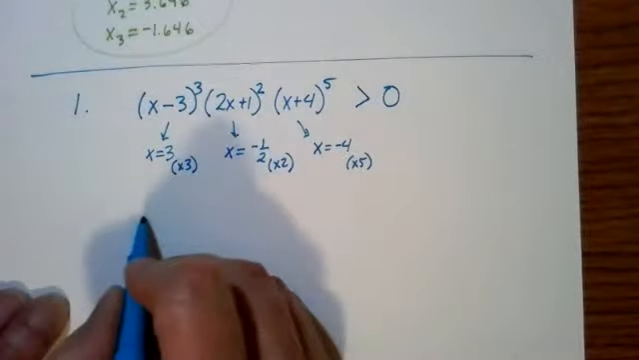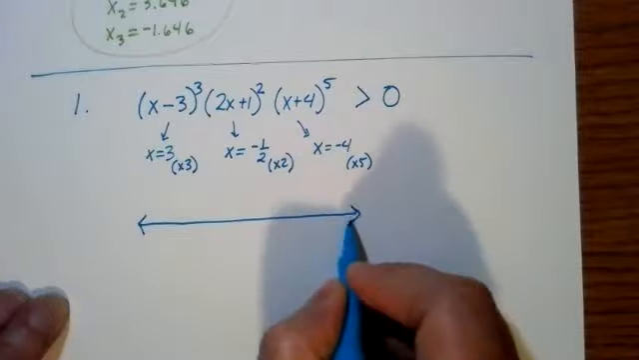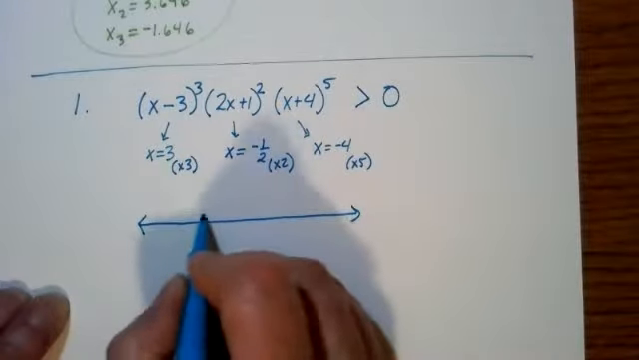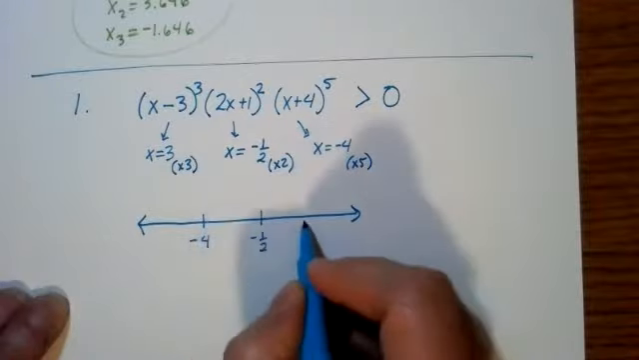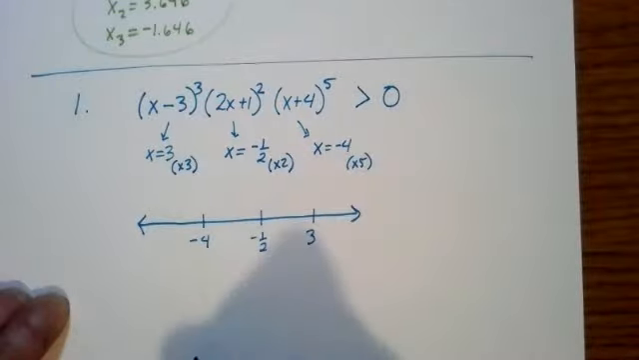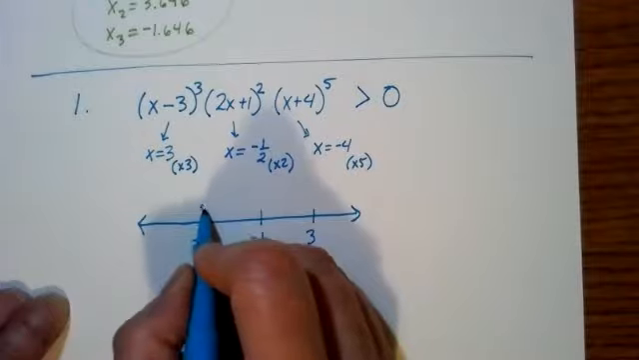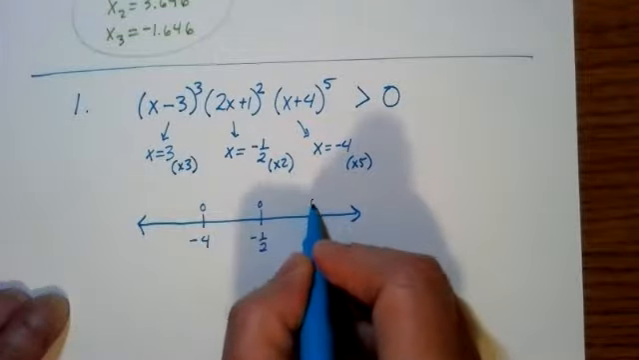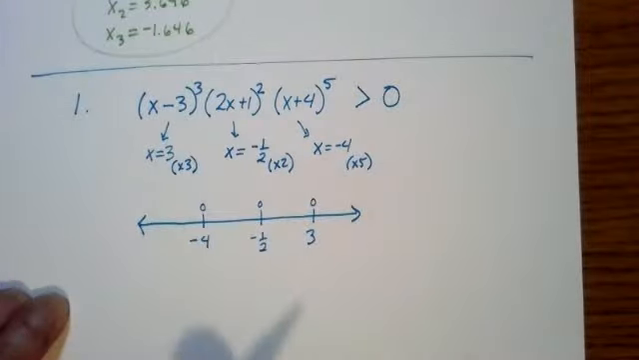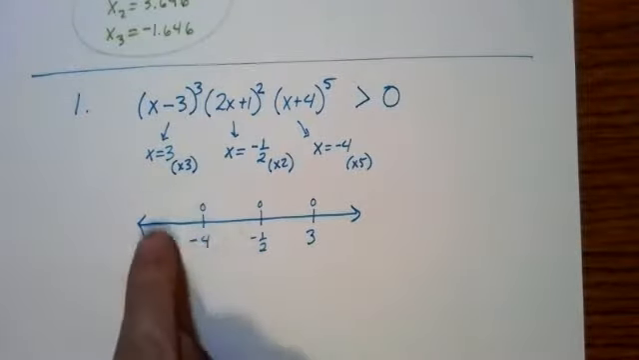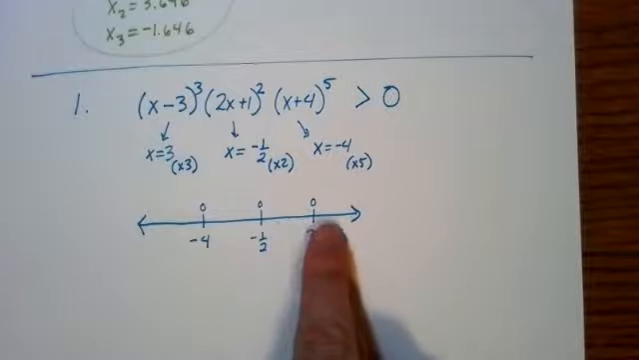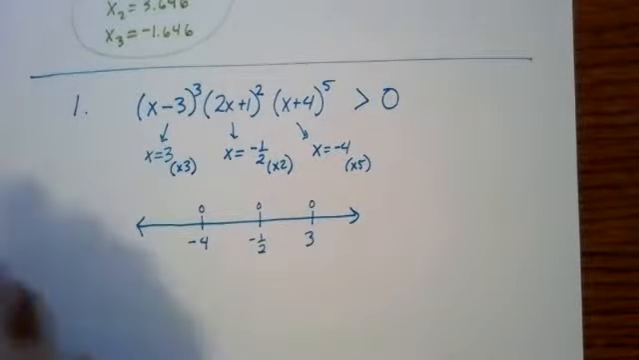Next step is to put these on a number line so we can organize a little sign chart. The leftmost point would be -4. After that is -1/2. And finally, we would have our 3. And we're going to note that these are generating 0 as outputs if we were plugging these into the function. Finally, we want to decide whether these individual intervals are positive or negative. And that's back to end behavior to do that.